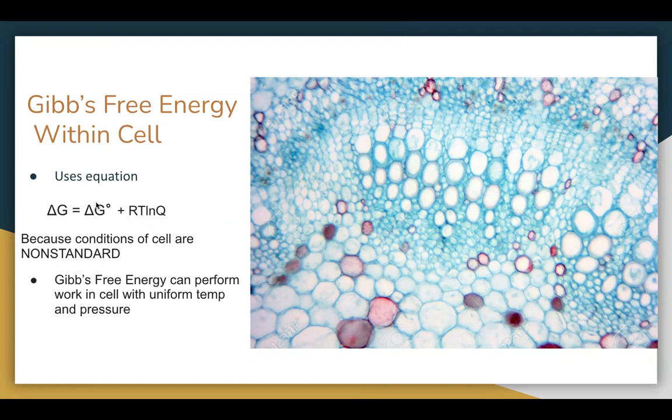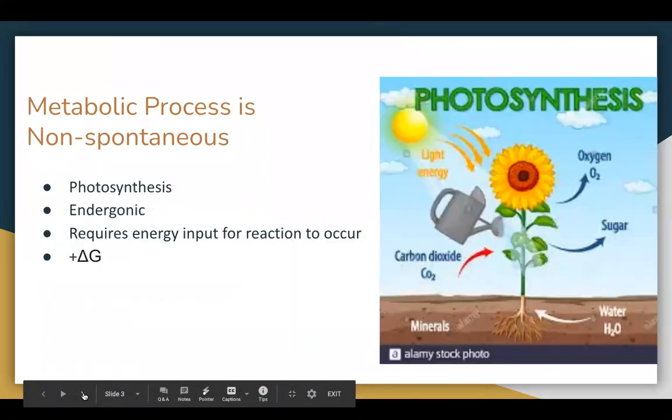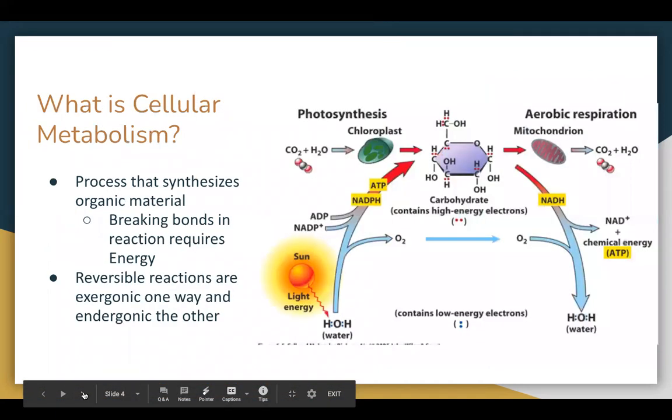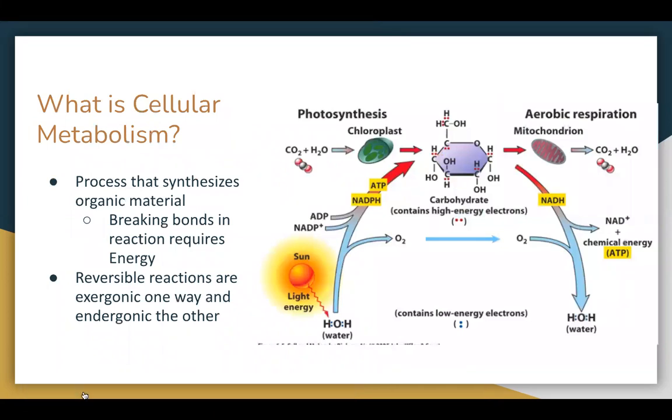But Gibbs free energy can perform work in the cell with a uniform temperature and pressure. When the metabolic process is non-spontaneous, this makes it endergonic, because it requires an input of energy for the reaction to occur, meaning it absorbs free energy from the surroundings. So this is going to give you a positive delta G for the system. An example of this for cellular metabolism would be light being the input of energy for photosynthesis, as photosynthesis is a metabolic process.